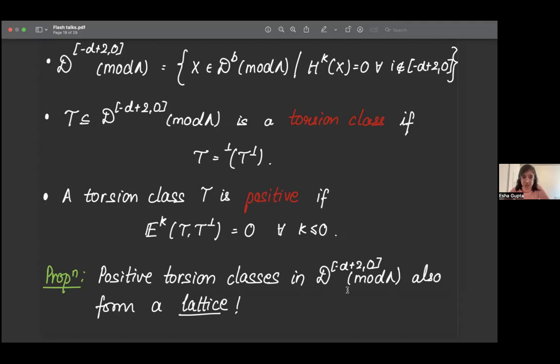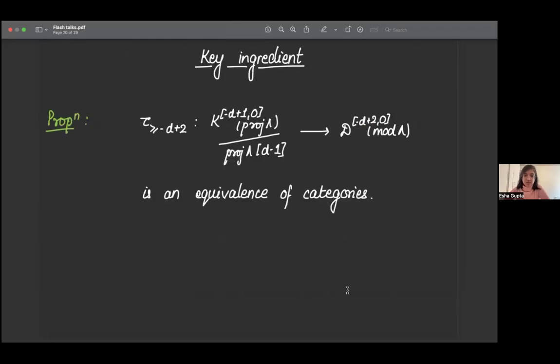The next thing that I want to talk about is the following proposition, which is one of the key ingredients of the proof of the main result, and which says that the truncation functor tau greater than or equal to minus d plus 2 actually gives an equivalence of categories between these truncated homotopy categories, K minus d plus 1, 0 proj lambda, quotiented out by proj lambda shifted by d minus 1, so projectives in the last degree, and the truncated derived category D minus d plus 2, 0 mod lambda.